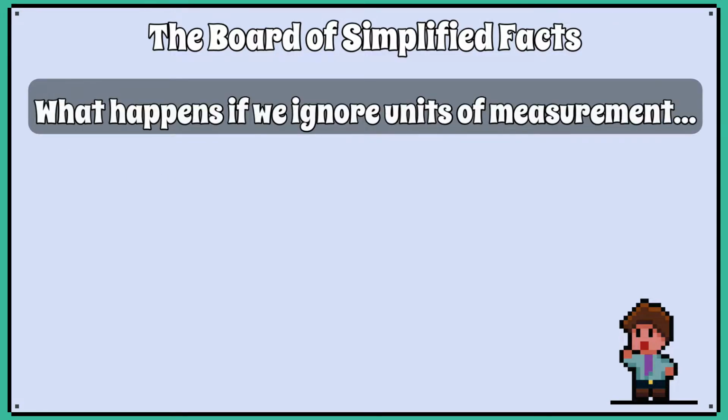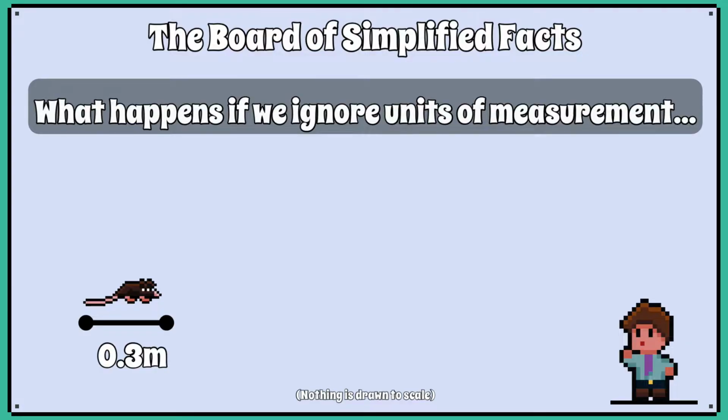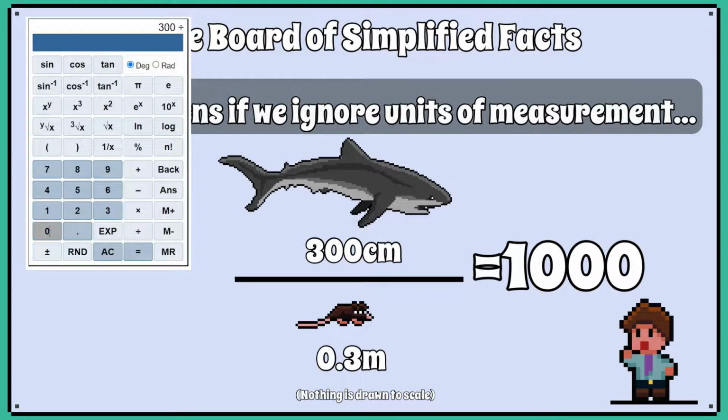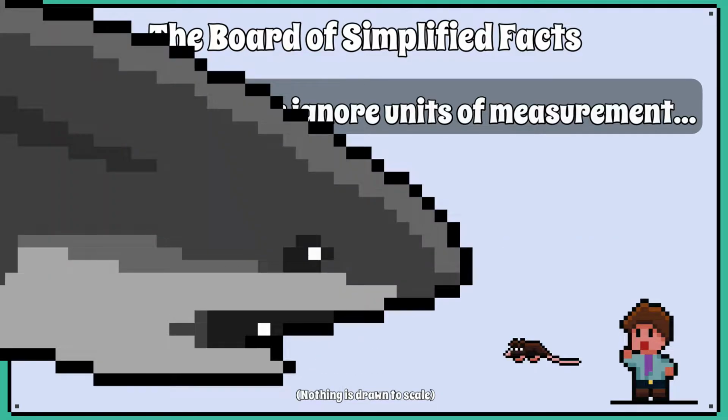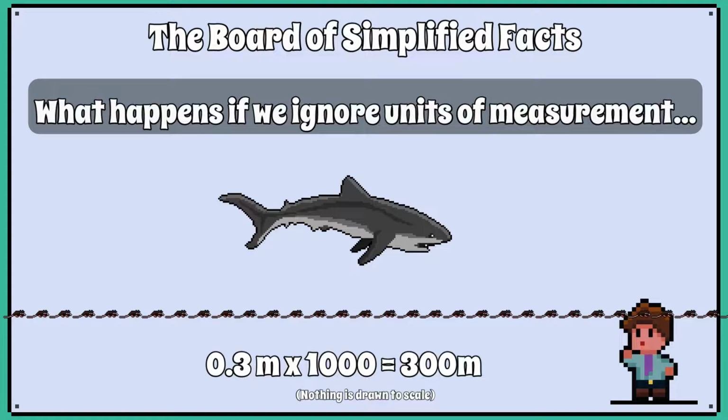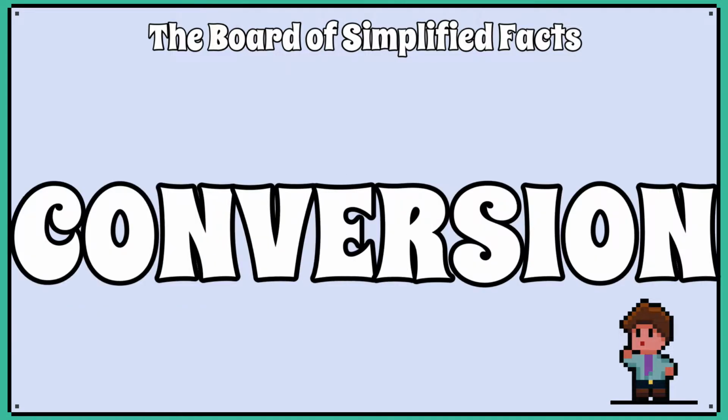For example, if a rat is 0.3 meters long and a shark is 300 centimeters long, we can't just say 300 centimeters divided by 0.3 meters, which equals 1,000, because this is telling us that the shark is 1,000 times longer than the rat. This would be wrong. 1,000 rats lined up would overshoot the length of the shark by quite a bit, by 297 meters to be precise. Always do a unit conversion first.